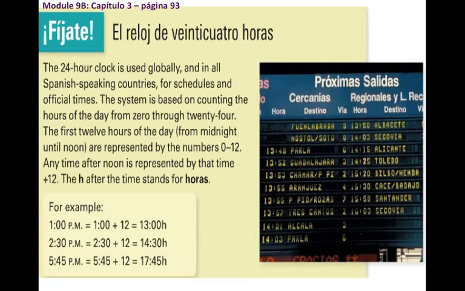For example, 1 p.m. is 1 o'clock plus 12, or 1300 hours. 2:30, you take the 2:30 plus 12, 1430 H hours. In 5:45, you add 12 onto that 5, and notice that these are all p.m. If they said a.m., it would look exactly the same on the clock. Hours from 0 till 12, the morning hours, will look exactly the same in military time. It's the hours from 12 noon until midnight that are going to be the plus 12. So 5:45, you take the 5, add the 12, is 17:45.